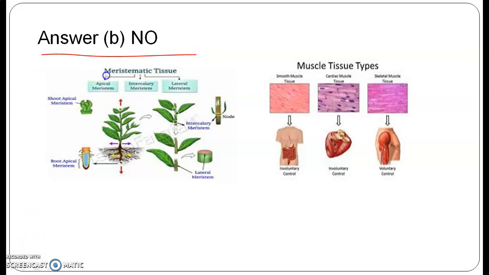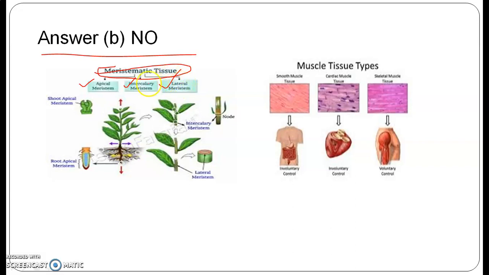Plants contain different types of tissue, and we categorize plant tissue into two important types, that is meristematic tissue and permanent tissue. In meristematic, we have 3 types depending on the region where it is located: apical meristem, intercalary meristem, and lateral meristem. In permanent, we have simple permanent and complex permanent. In simple, we have parenchyma, collenchyma, and sclerenchyma. In complex, we have xylem and phloem.